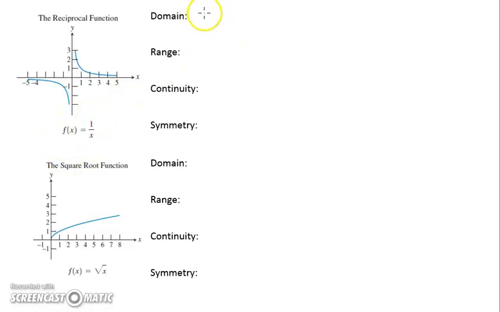Reciprocal function, 1 over x. Domain is x can't be 0, so it's all real numbers except x equals 0. The range is all real numbers, y is not equal to 0, so you can see that you can't have the x value x equals 0, because we're going to get a 0 in the denominator. And if we take that out, we can't actually hit the y value 0, right? We're going to have a horizontal asymptote at y equals 0.